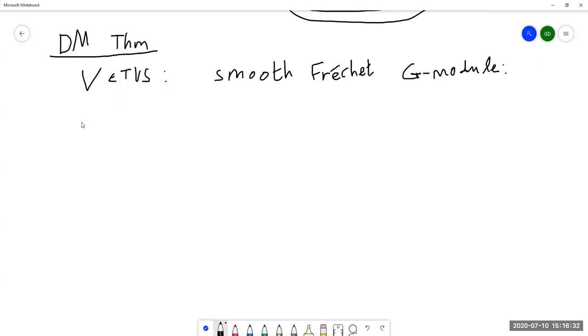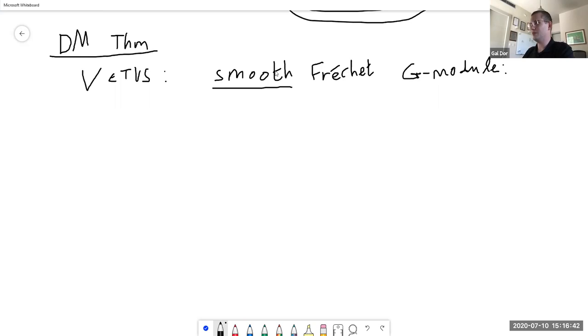Okay. So for now, just keep in mind, smooth here means something about each of the seminorms remaining bounded in some manner after you take derivatives. We'll discuss more formally what this means later.